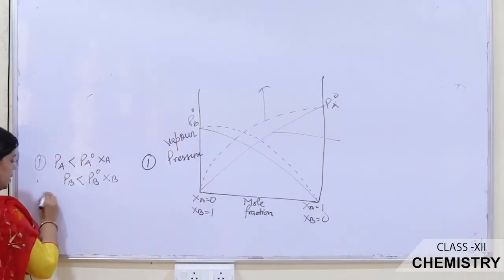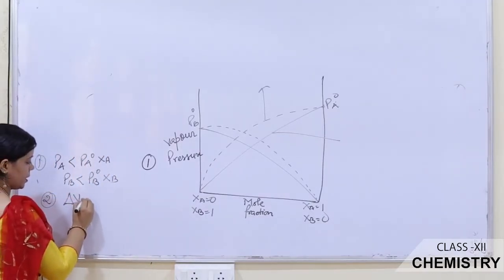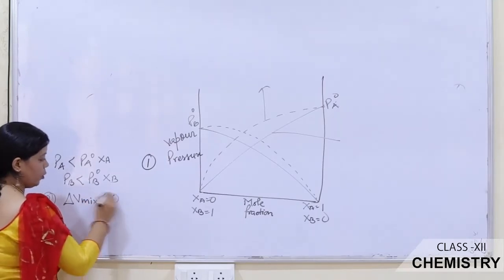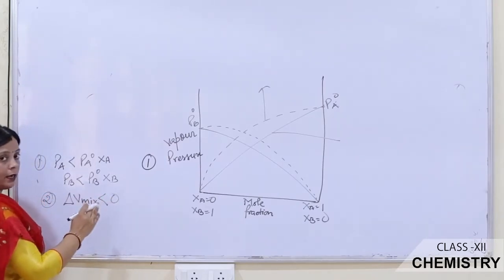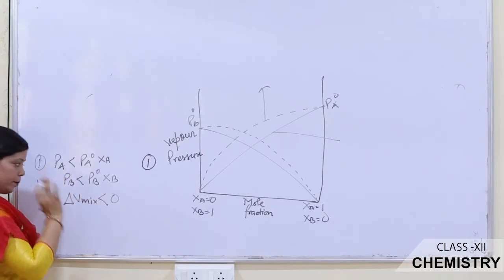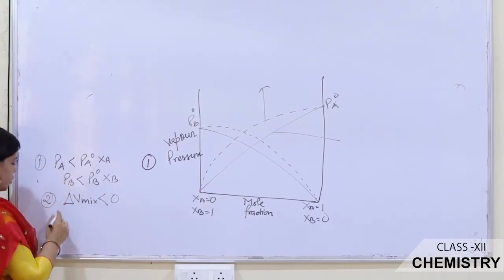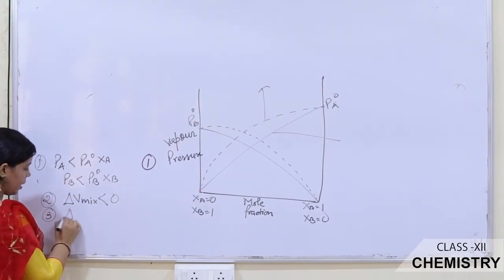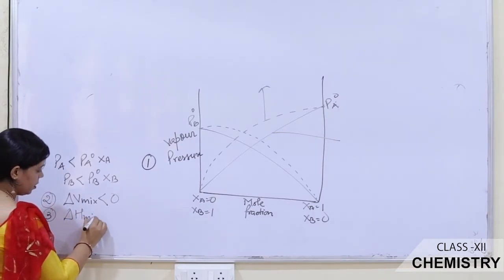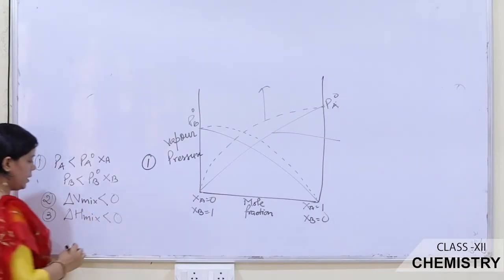And the second condition is delta V mixing is less than 0. The volume is less than the actual volume added to form the solution. Third, delta H mixing is also less than 0.